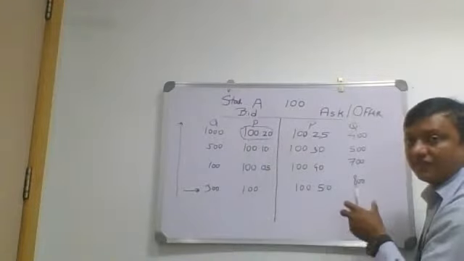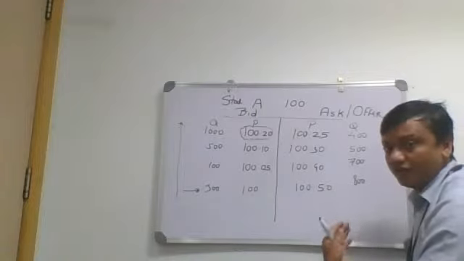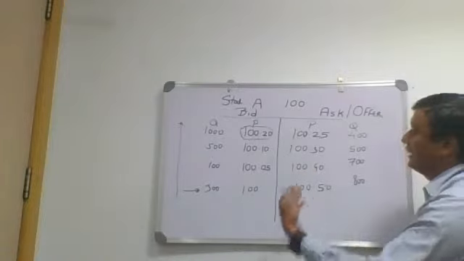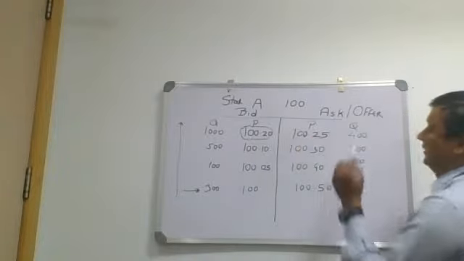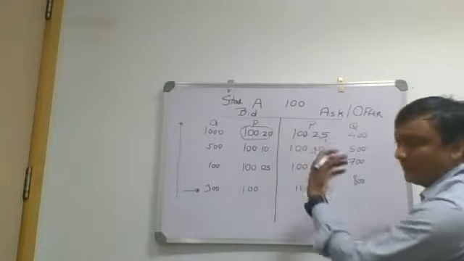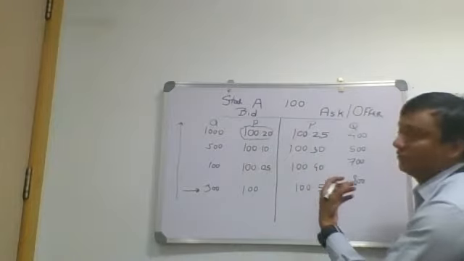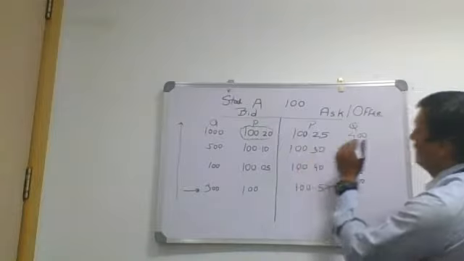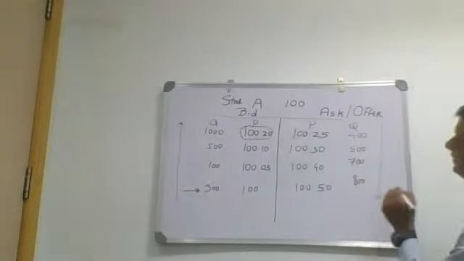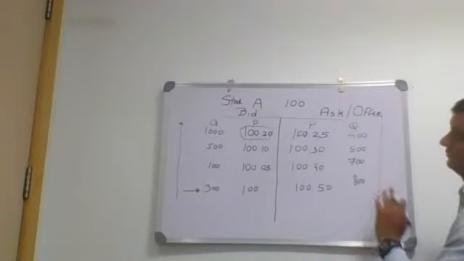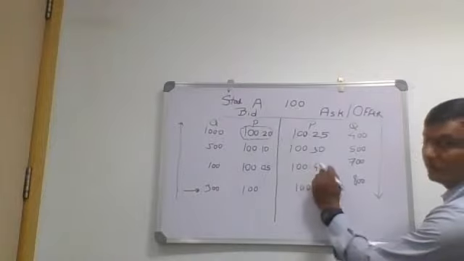The reverse is the case with the offer. Someone who is willing to sell for the lowest price will be on top, and the other order, which has a higher selling price, will come next. So the orders on the offer side will be arranged in accordance with price.